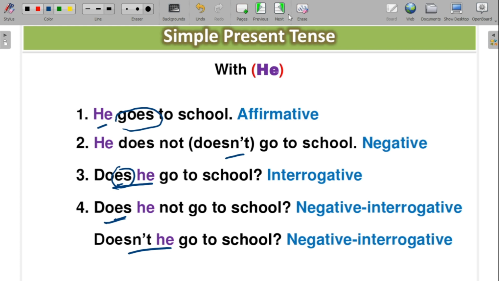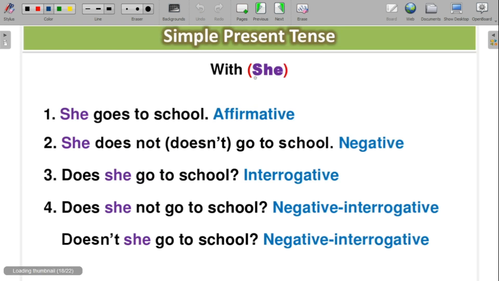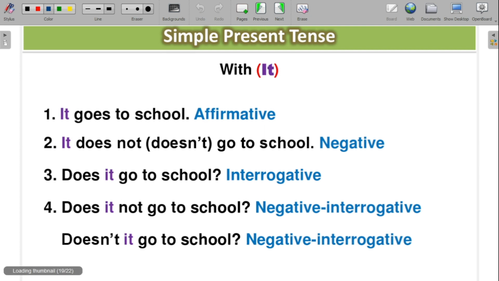Okay, so now next with she. She goes to school. She does not go to school. Does she go to school? Does she not go to school or doesn't she go to school? Okay. Here, it goes to school. It doesn't go to school. Does it go to school? Does it not go to school or doesn't it go to school? Okay. So this is just for your understanding. I have written these four sentences like this.